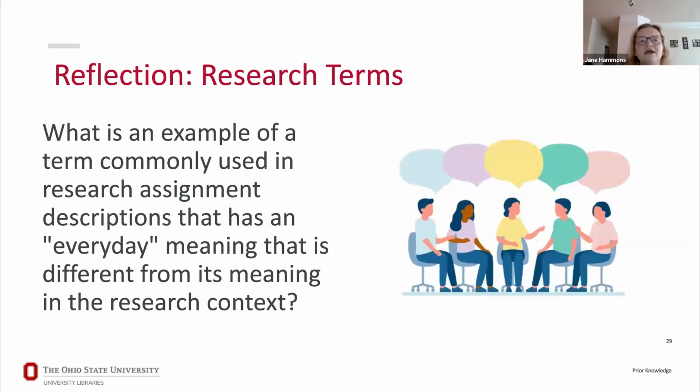So pause here again. I want to talk more specifically about research terms. One of the types of knowledge we talked about was prior knowledge that's accurate but inappropriate. So terms that may have one meaning in an everyday context, but a very different meaning in a more specific context. I'd love to hear what you all think. What are examples of terms that we commonly use in research assignments that have an everyday meaning that is different from their meaning in the research context? I'll let folks think about that. Again, share your responses in the chat. I'm going to take a look at the chat in a second.